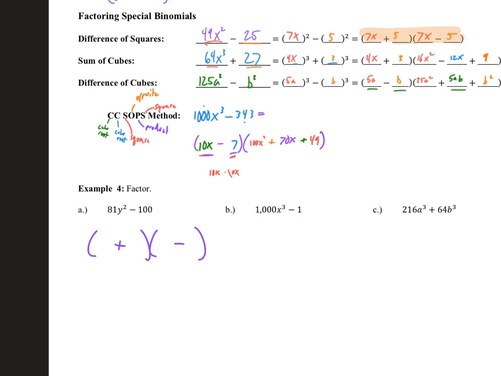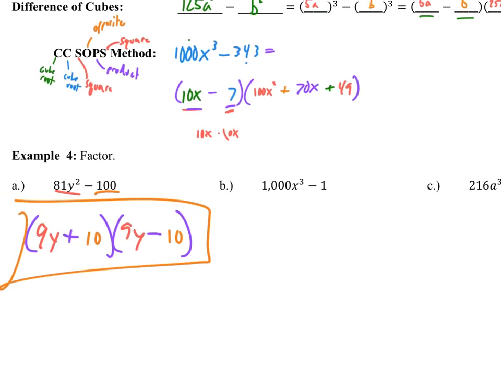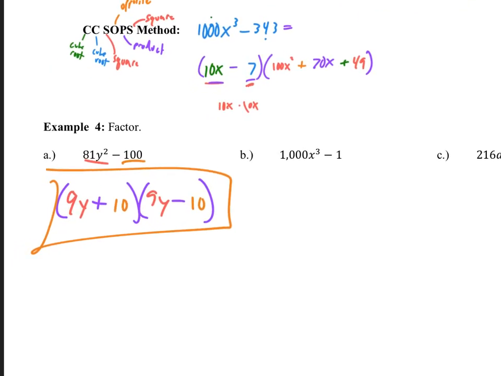Always remember that they're exactly the same except for one's plus and one's a minus. It doesn't matter which one you put first. And then I'm looking for the square root of 81y squared, so 9y. And I'm looking for the square root of 100, 10. And I am done. Easy peasy. Love difference of squares.